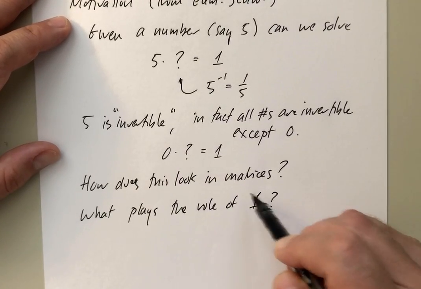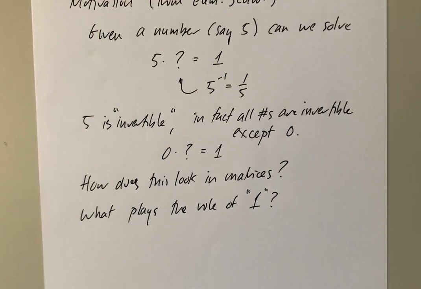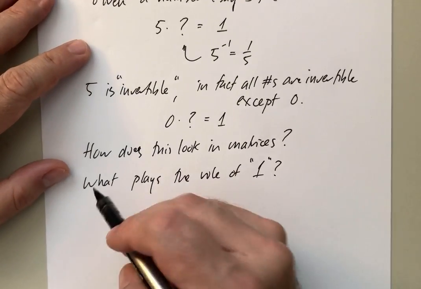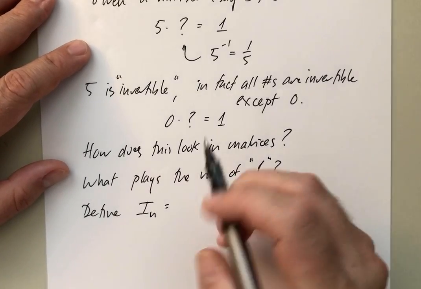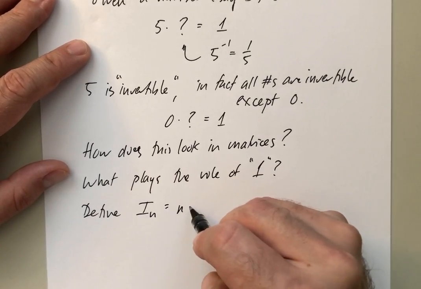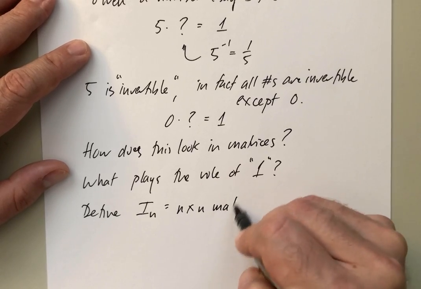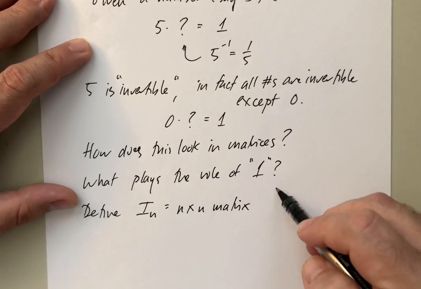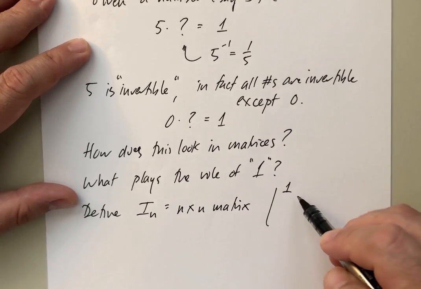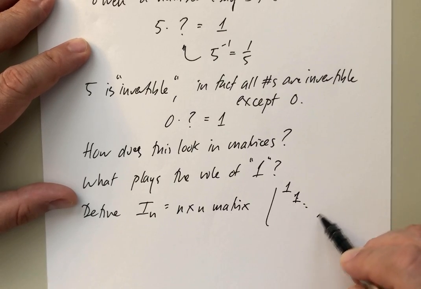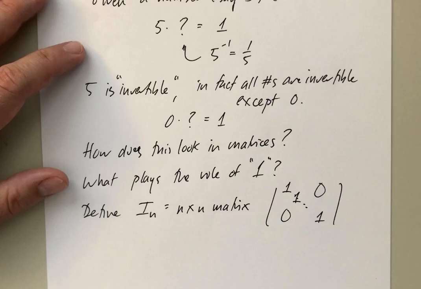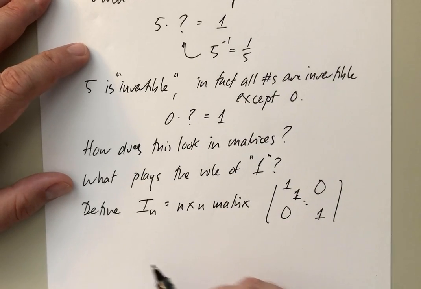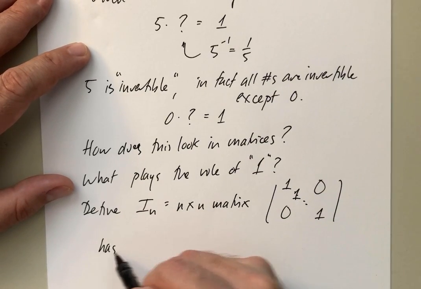Well, remember, 1 is the number that multiplies any number to itself. Let me give a definition. Define I_n to be the n by n matrix given by, I'll just write this out in a picture. It's got 1s down the diagonal, so everything down the diagonal is 1, and I have 0s everywhere else.